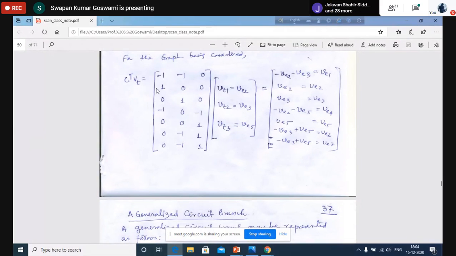All right, because this is a matrix between cut set and element, and if you know the tree branch voltages, then whether or how you can actually determine the element voltages in terms of tree branch voltages, that we have explored, and that has been expressed here, that has been shown here. Okay, you can see.